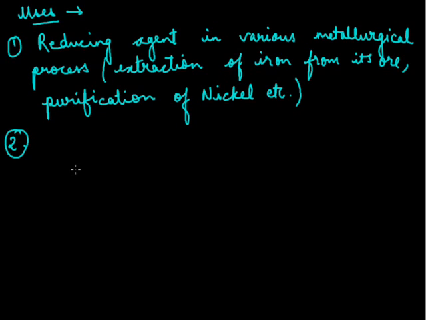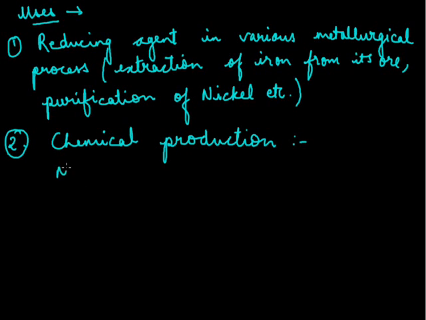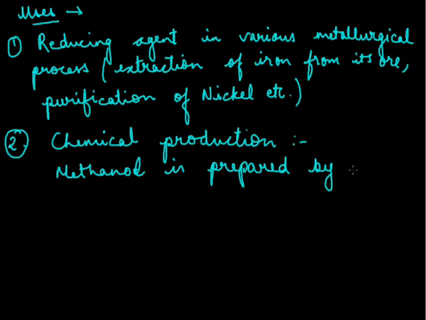The next important use of carbon monoxide is that it is used in the production of synthetic petrol, phosgene gas, and so it is used in chemical production. It is used in the production of methanol. Methanol can be produced when we treat carbon monoxide and hydrogen. That is, by the hydrogenation of carbon monoxide, we can prepare methanol.